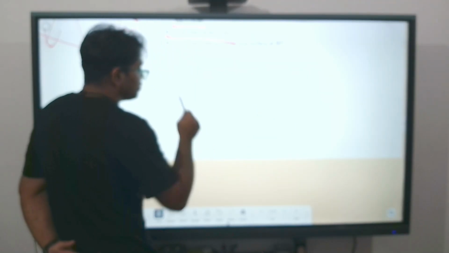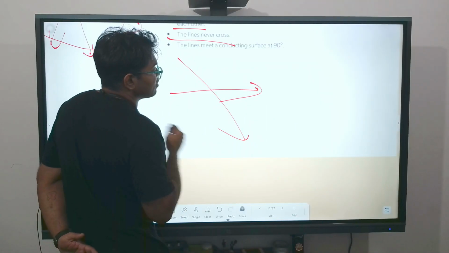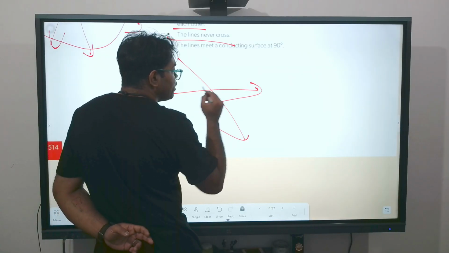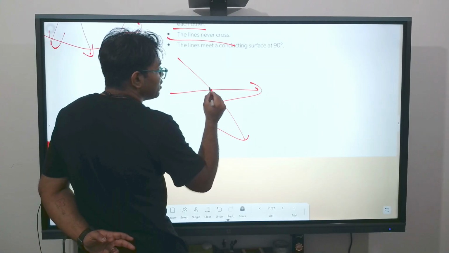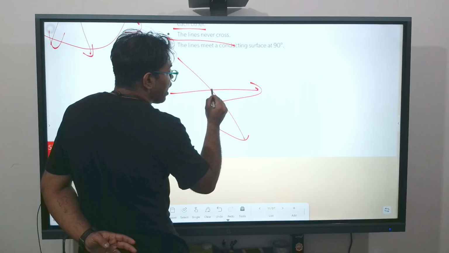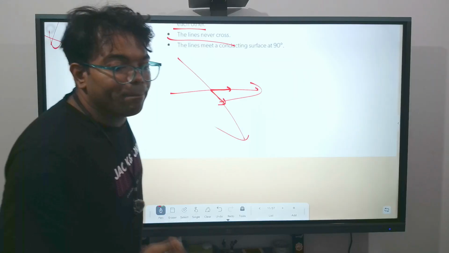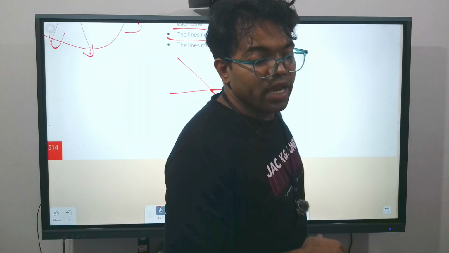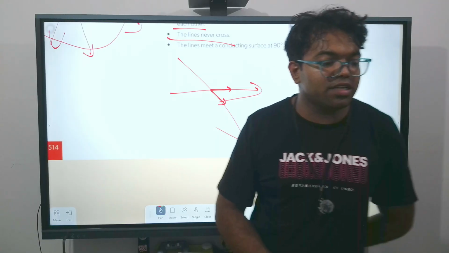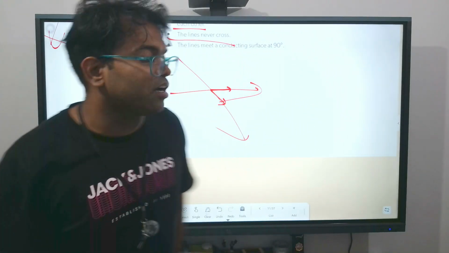Imagine you have a field like this and a field like this. Now at the point of their intersection, this particle is going to have a direction in this way as well as in this way, and that cannot happen by a single charge alone. You cannot have two directions at a particular point by a single charge.